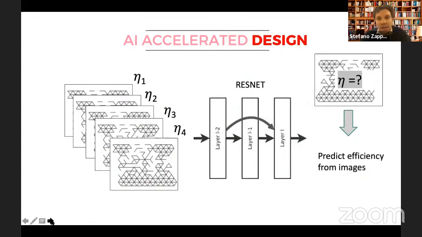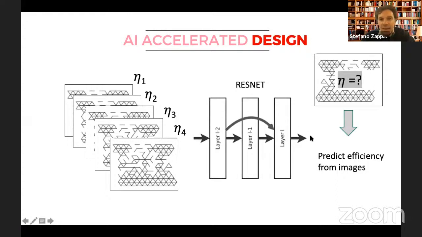And so we were thinking about machine learning and deep learning. In this case, we use a convolution neural network. These neural networks are well-trained and fine-tuned for images. So we feed an image to the neural network together with the efficiency, just a pixelized image of our structure. And we train these neural networks with the histories that I just showed you. So we give the efficiency and the image.